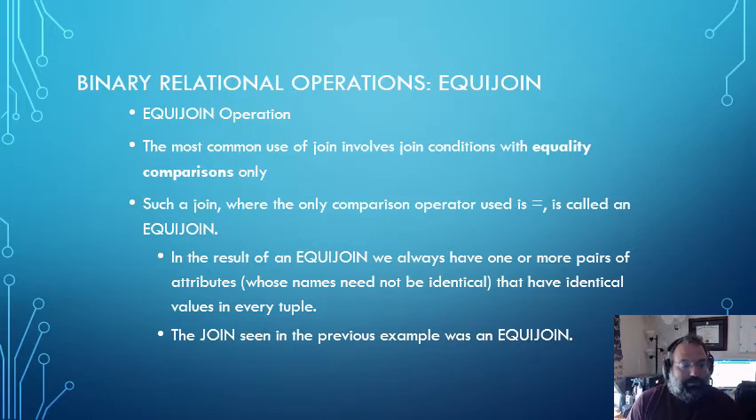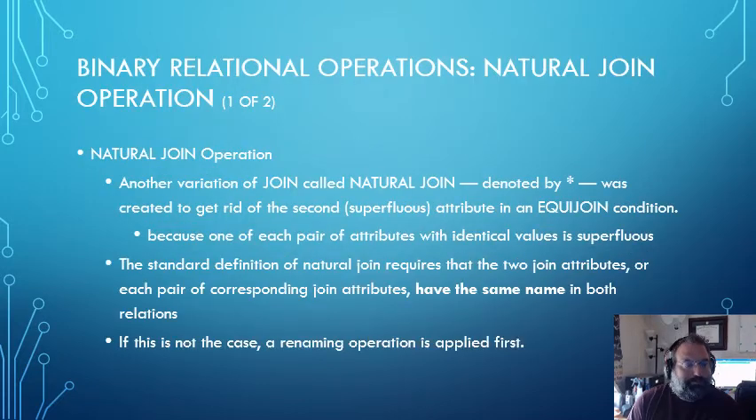Equijoin operations. The most commonly used join involves joining conditions with equality comparisons only. Such a join, where the only comparison operation utilized is equal, is commonly called an equijoin. The results of an equijoin will always have one or more pairs of attributes, whose names need not be identical, that have identical values in every tuple. The join seen in the previous example was an equijoin.